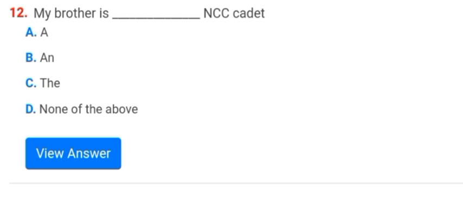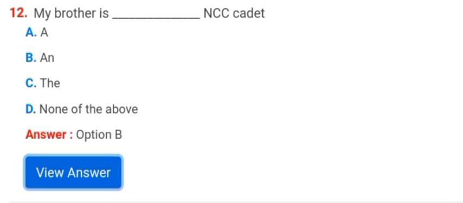Question number 12. My brother is dash NCC cadet. A: a, B: an, C: the, D: none of the above. Correct answer: B, an. My brother is an NCC cadet.